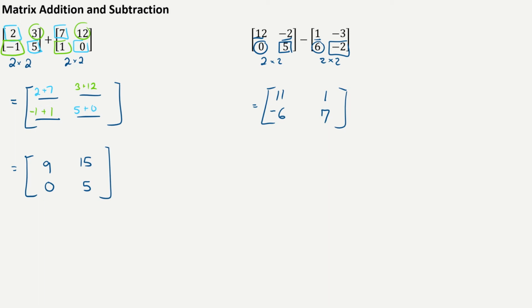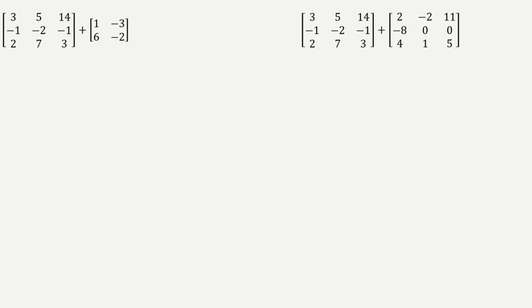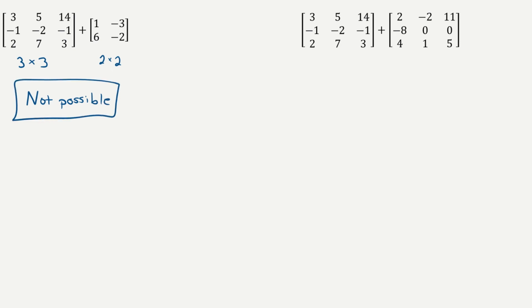Again, it's pretty nice how simple matrix addition and subtraction are. So let's try a couple more examples. So our first example here on the left, I have a 3x3 matrix, 3 rows, 3 columns, and a 2x2 matrix. So if I add them, oh, what's that? The dimensions are not the same. So we have to say it's not possible. I cannot add those two. Okay, you cannot add matrices unless their dimensions are the same.